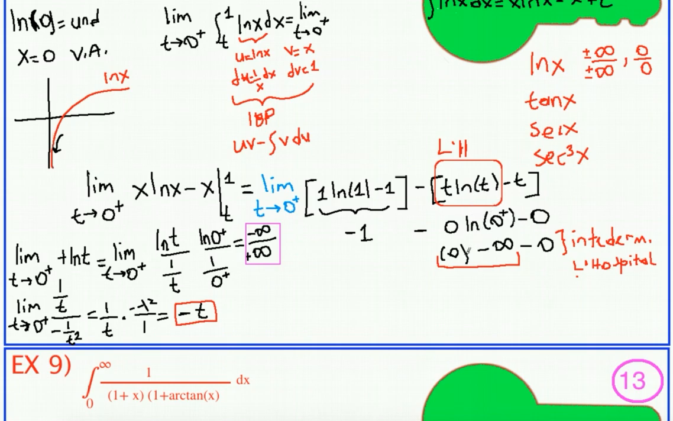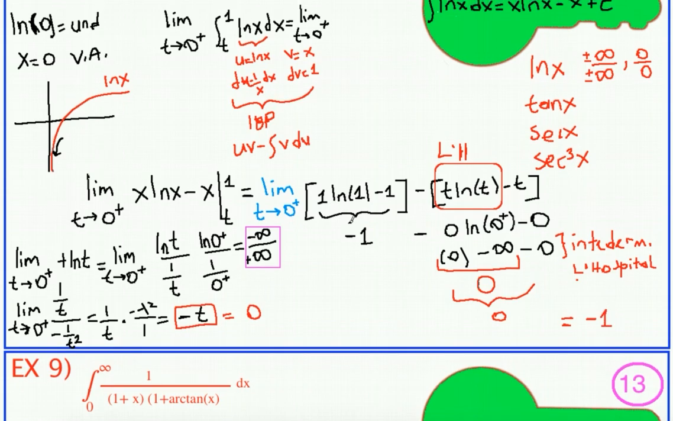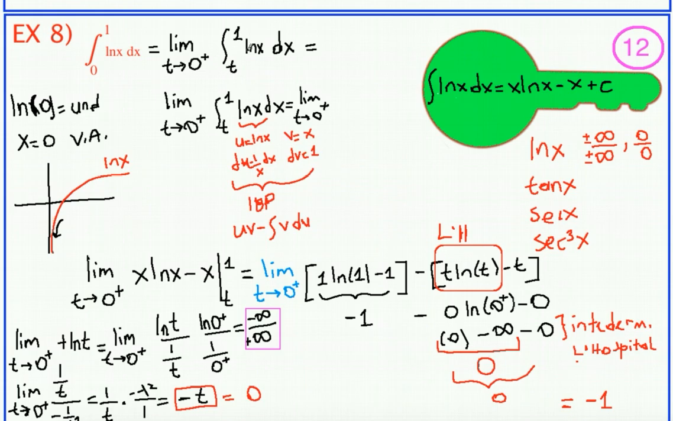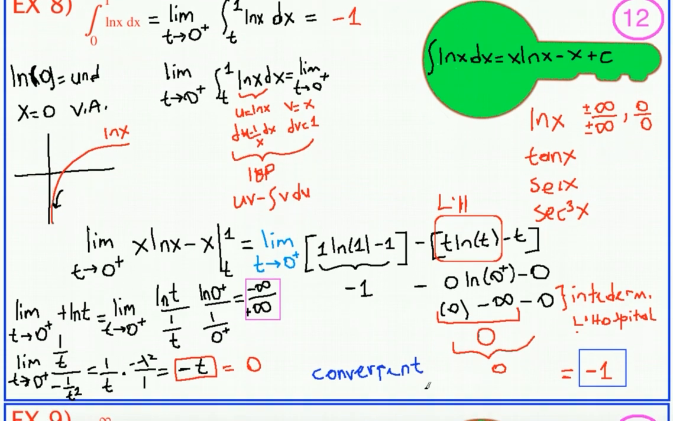Here we have negative t, and if we plug in our limit 0, we get 0. So this part is 0, and 0 minus is 0. So our answer will be negative 1 minus 0, so our answer is negative 1. So this integral equals negative 1. And it is a finite value, so we can tell it's convergent. It converges to negative 1. Okay, let's go to the next question.